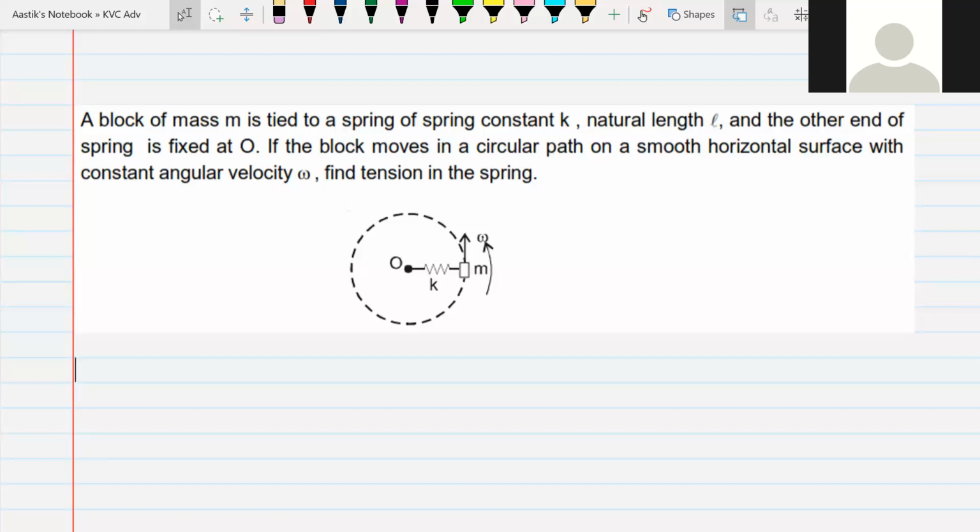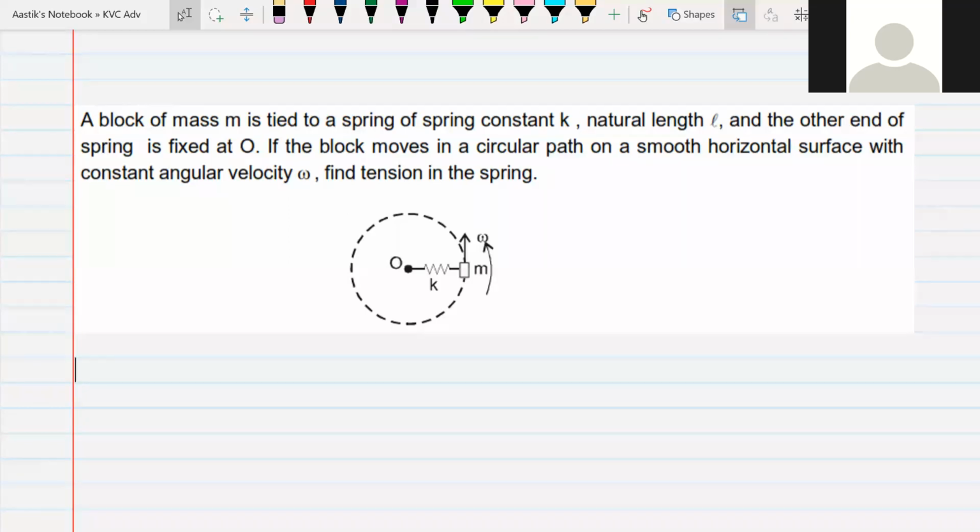Do we have an answer? Sir, it's m omega square L, sir. M omega square L? Huh? How? How is it M omega square L?